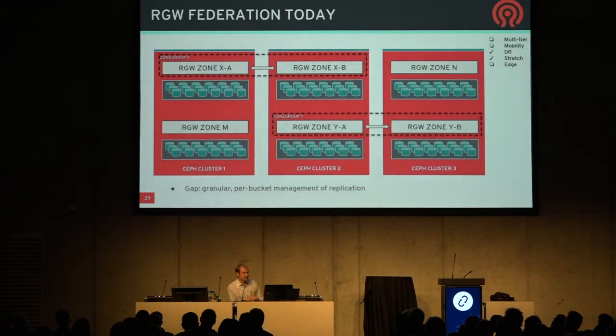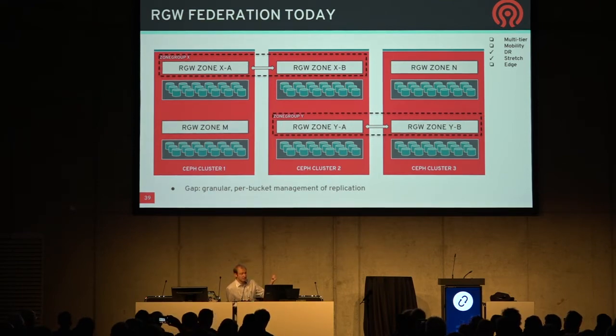So today, you might have multiple Ceph clusters. Each cluster might have multiple zones. In this case, each one has two. And you would take some of those zones and group them together logically into a zone group, and they would have a replication relationship, either active-passive or active-active. And you can have multiple zones, not just pairs, but up to n zones in a single zone group replicating each other.